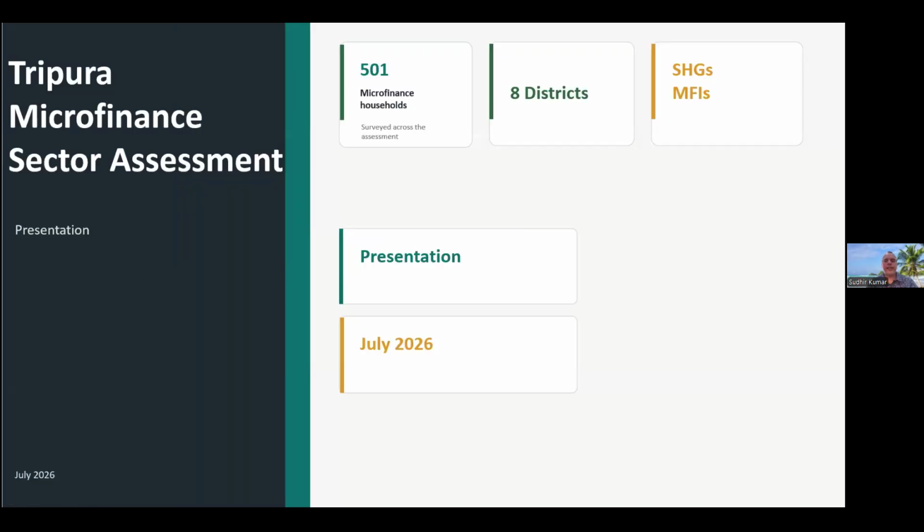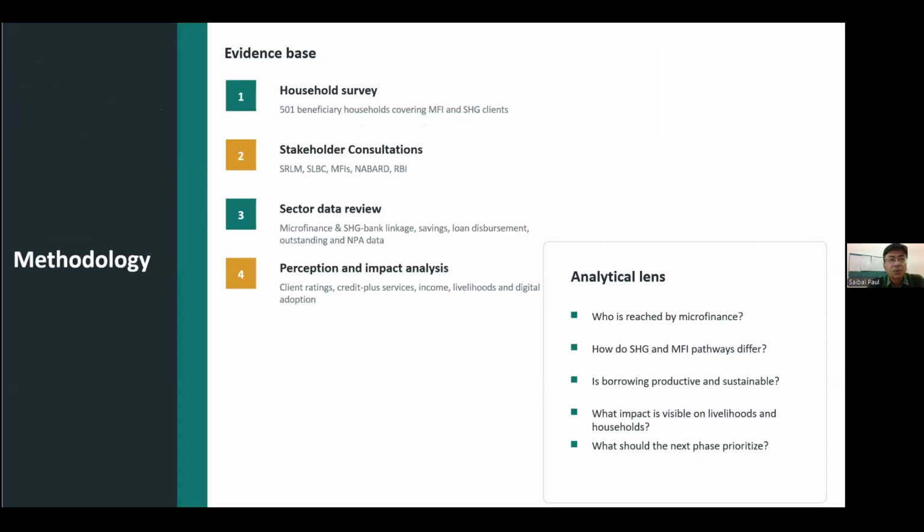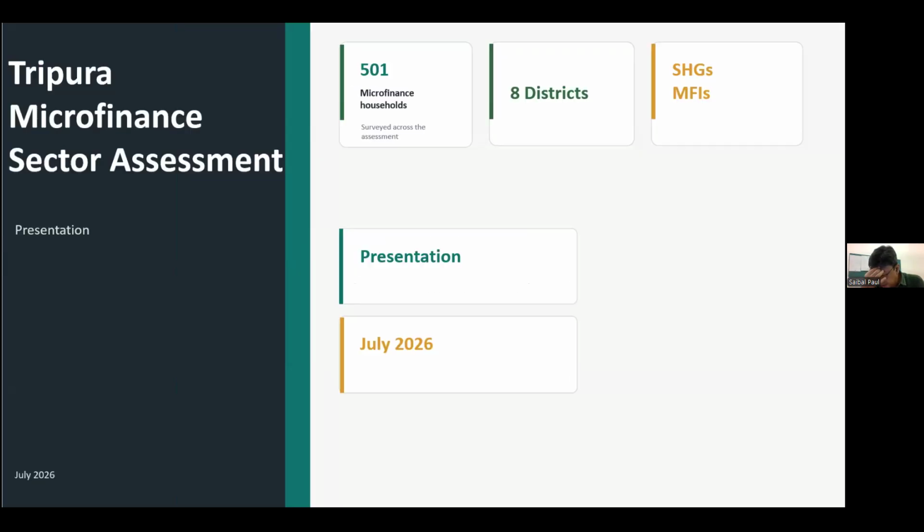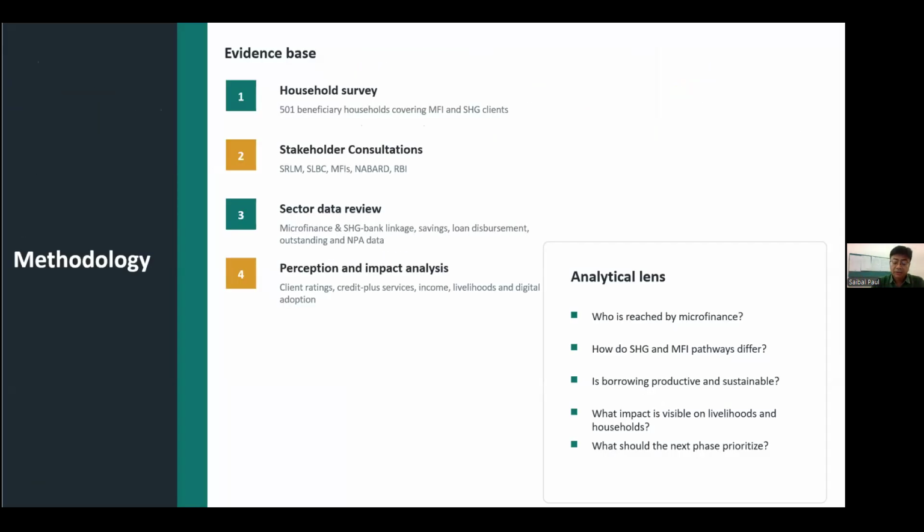So this was conducted in 8 districts of Tripura. Both the SHGs and MFIs were involved in this assessment. There were 501 microfinance clients with whom discussions were held. On the second slide, in case Mr. Momin is not aware, we developed the questionnaire, an interview schedule basically, and then we had a discussion. Then we sent it to NABARD, and NABARD agreed on that. Then we started this study.